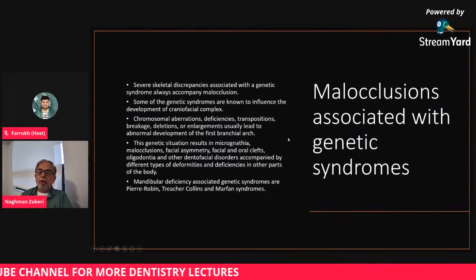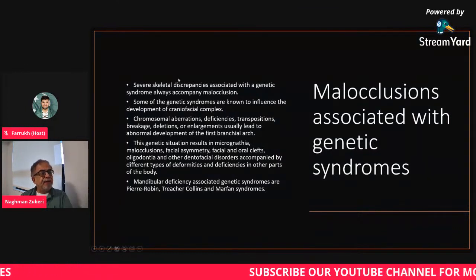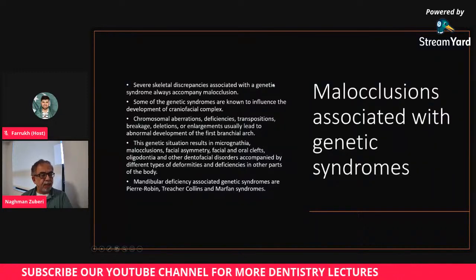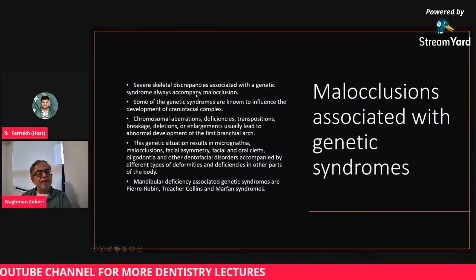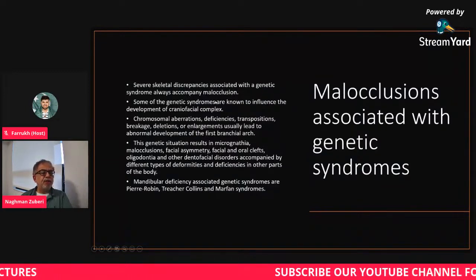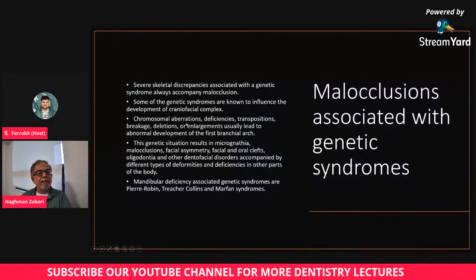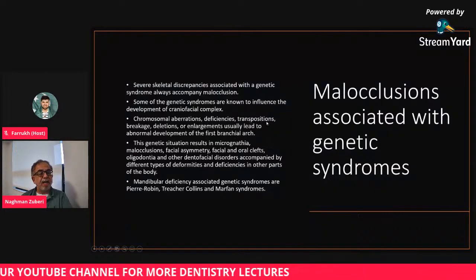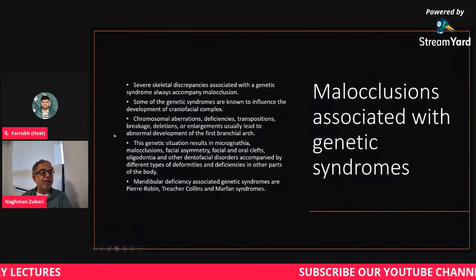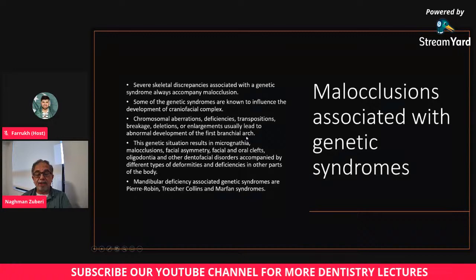Well, malocclusions are also associated with certain genetic syndromes. Severe skeletal discrepancies are associated with one or the other genetic syndrome, and it is always accompanied with malocclusion. Some of the genetic syndromes are known to influence the development of the craniofacial complex. Chromosomal aberrations, deficiencies, transpositions, breakage, deletions, or enlargements usually lead to abnormal development of the first branchial arch, and we have already discussed that.